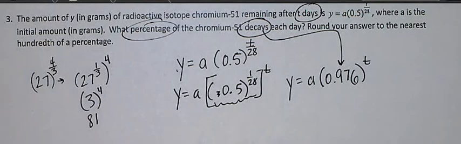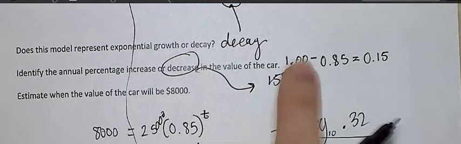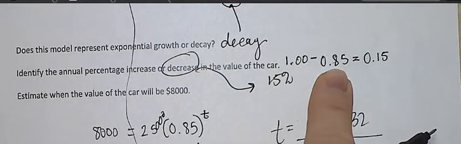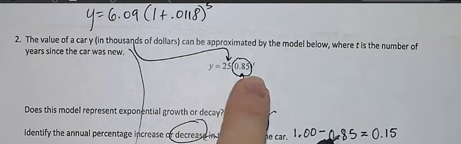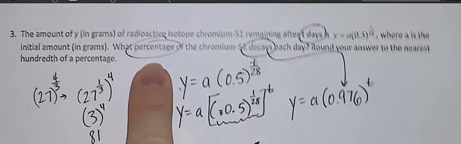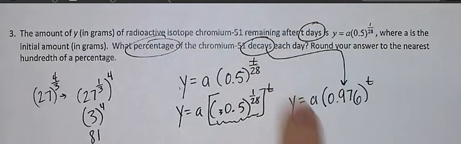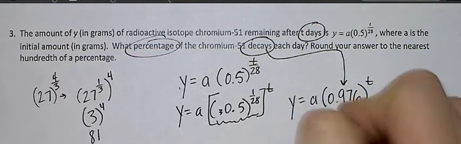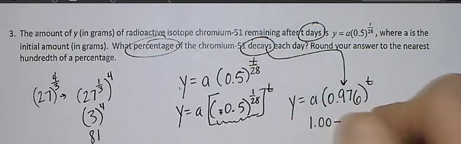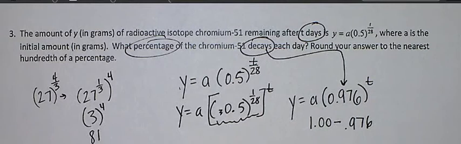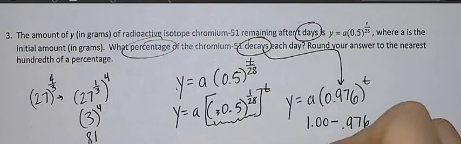Flip back right now and find problem 2. When I asked you the annual percentage of decrease, we took 1 subtract 0.85. 1 subtract 0.85. Here we're asked for the percentage of decay, so we know it's going down. So we're going to take 1 subtract 0.976. Please do that for me. Do you have an answer of 0.024?